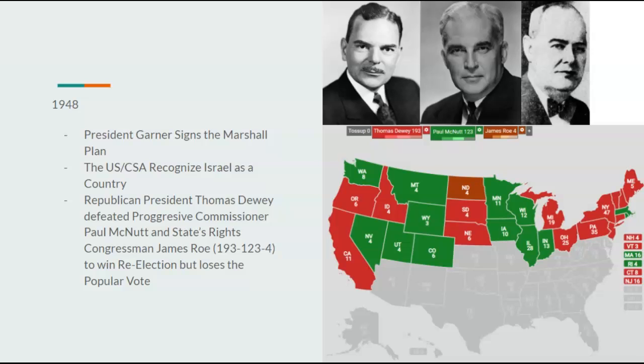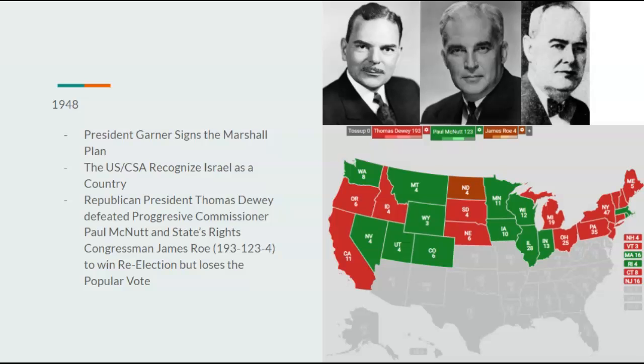In 1948, election year for the Union. President Garner signs the Marshall Plan, which is aid to other countries after World War II. The U.S. and CSA recognize Israel as a country. And the election, Republican President Thomas Dewey, not very popular. If I had to put an approval on him, I'd say 42%. But at the same time, the economy is pretty stagnant. It's not dropping, but it's not increasing, and people need it to increase.